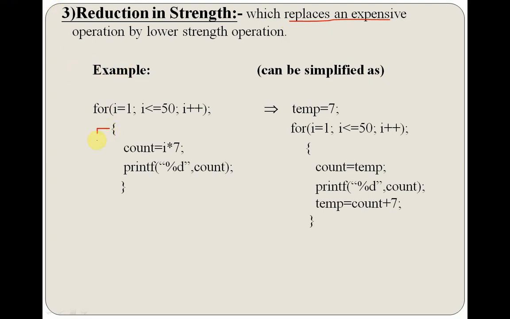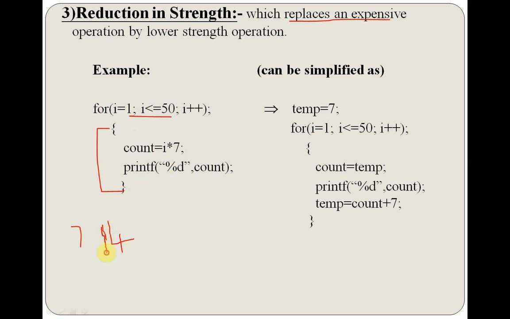Example: for I equal to 1 to 50, count equal to I into 7, printf percent d comma count. Initially I equal to 1, so I into 7 becomes 7. The count value will be printed in the first iteration. In the second iteration I becomes 2, so 2 into 7 is 14, count will be 14, so 14 will be printed on screen.